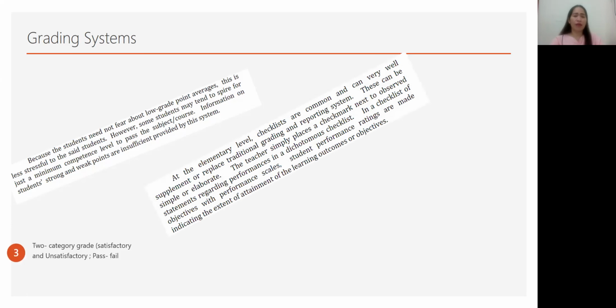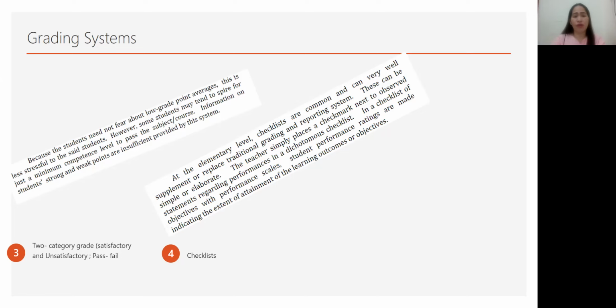At the elementary level, checklists are common and can very well supplement or replace the traditional grading and reporting system. This can be simple or elaborate. The teacher simply places a check mark next to observed statements regarding performance in a checklist of objectives or performance skills. Student performance ratings are made indicating the extent of attainment of the learning outcomes or objectives.